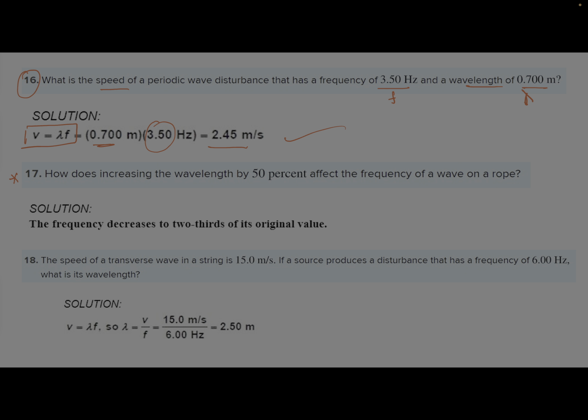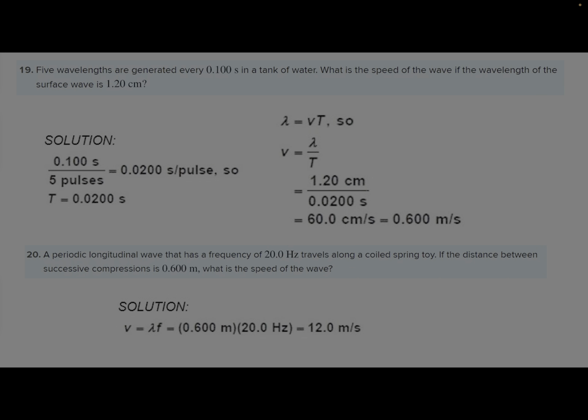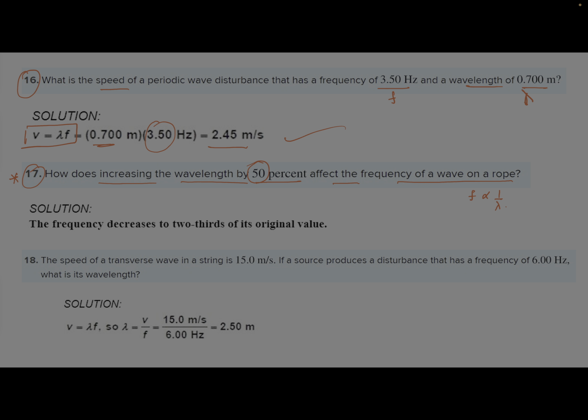Now this question is a little bit tricky. Question 17. How does increasing the wavelength by 50% affect the frequency of a wave on a rope? So here they are saying if the wavelength is increased by 50%, then what will be the frequency of the wave? So as you all know, the frequency is inversely proportional to wavelength and vice versa, correct? So if the wavelength is increased by 50%, then frequency should be reduced, correct? So how can we calculate it?